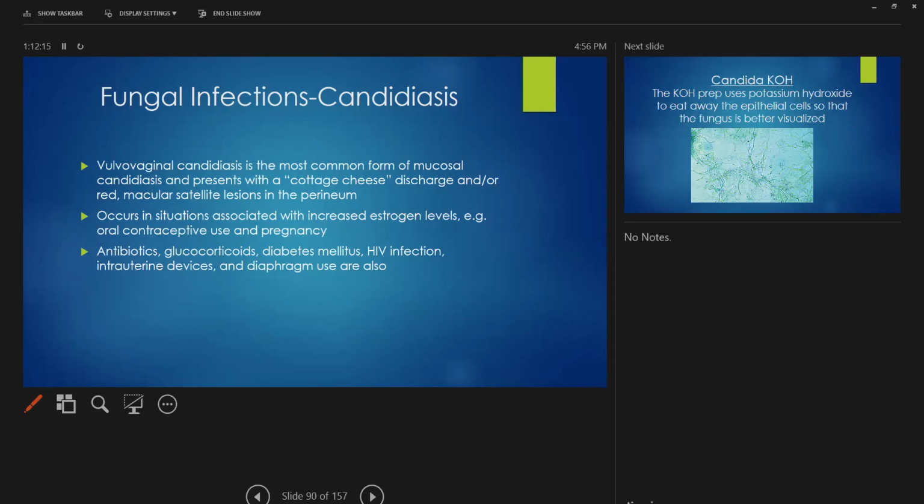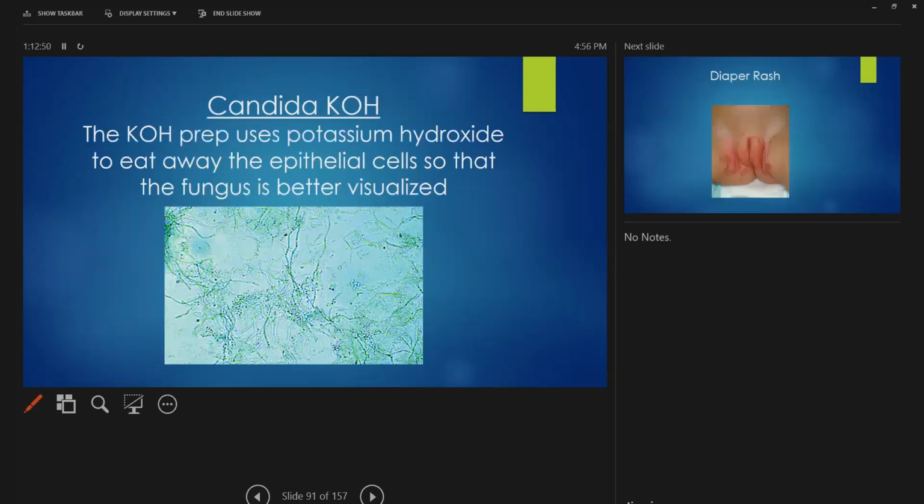So vulvovaginal candidiasis is the most common cause. This is this cottage cheese type discharge. There may be some redness or satelliting lesions around the perineum. It occurs due to increased estrogen levels, can occur with oral contraceptive use and pregnancy. Can occur when you're using antibiotics, glucocorticoids, have diabetes, HIV infection, and intrauterine devices or a diaphragm can also cause these infections.